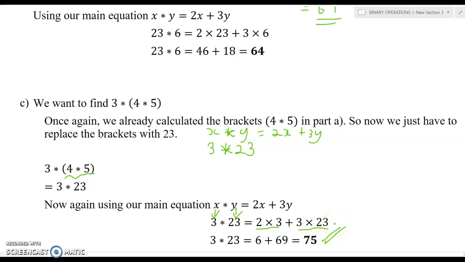And that's it really for binary operations. Just need to take your time. It's basically substitution, but the tricky part in it really is where you have those brackets coming into play. You must work out the brackets before you do anything else, right? But it's pretty simple.